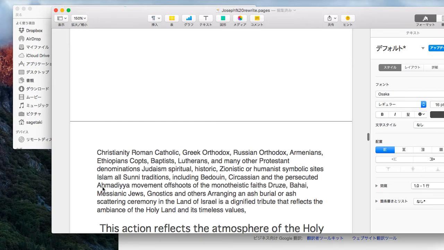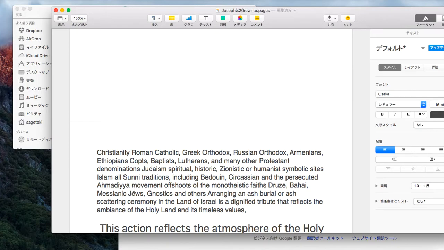And now the next one is a little bit longer one. As I'm Japanese, I have difficulty reading this. Some of the things I don't know, but let me read it. Christianity, Roman Catholic, Greek Orthodox, Russian Orthodox, Armenians, Ethiopians, Copts, Baptists, Lutherans, many other Protestant denominations, Judaism, spiritual, historic, Zionistic, humanist, symbolic sites, Islam, all Sunni traditions, including Buddhism, whatever.